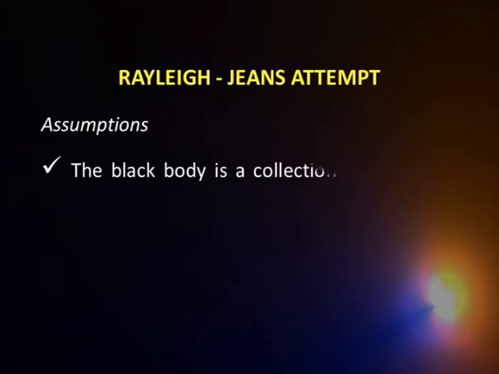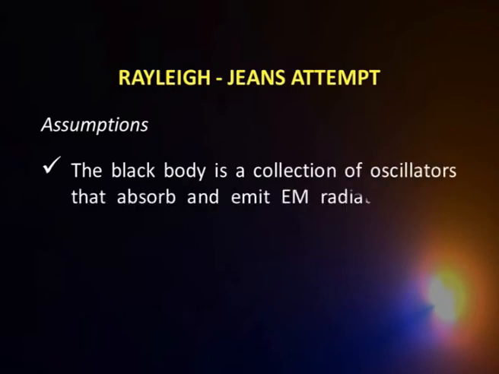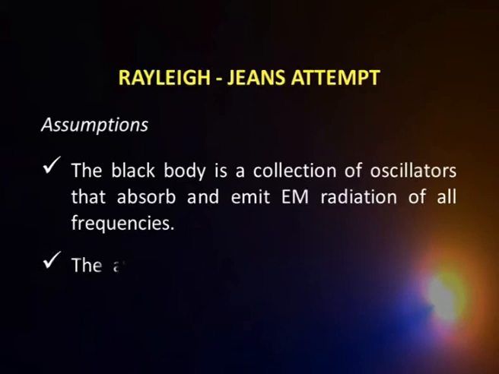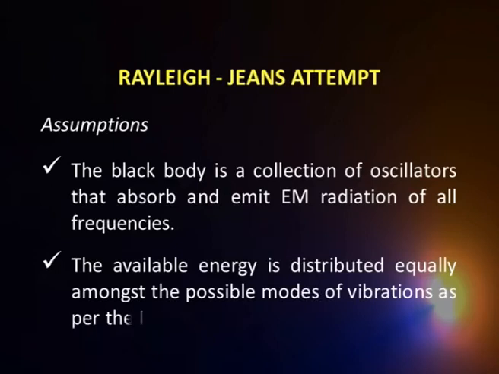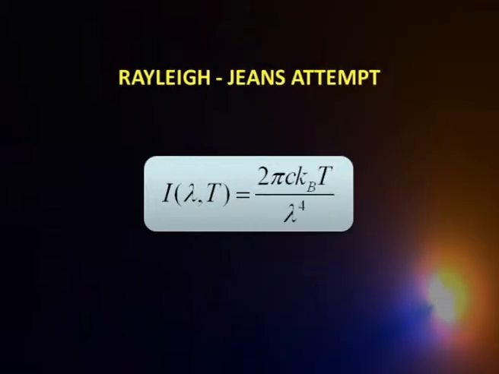Next serious effort was made by Lord Rayleigh and later on modified slightly by Jeans. And what Lord Rayleigh said was, he assumed the black body to be a collection of oscillators. That means the atoms and molecules constituting the object, the black body, is visualized as an oscillator that can absorb EM radiation of all possible frequencies. That is, in classical mechanics, energy is continuous. And then the second assumption was that the total energy available to the system is distributed amongst all possible oscillators in the system.